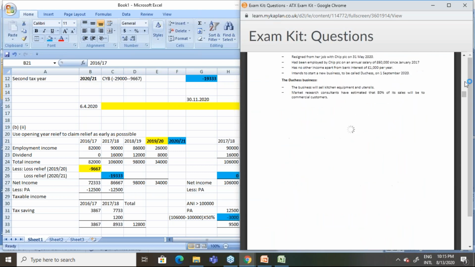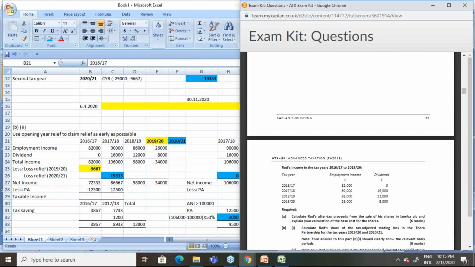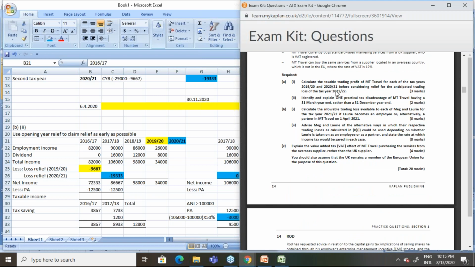What do you have to do here? Calculate taxable trading profit of MT Travel for each of the tax years 19-20 and 20-21 before considering relief for the anticipated trading loss of the tax year 21-22. So you can see a lot of questions are pertaining to trading losses. Identify and explain one practical tax advantage of MT Travel having a 31st March year end rather than a 31st December year end. Now this is from basis of assessment rules.